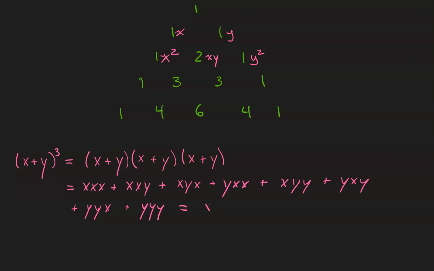Typically, at this point, we would regroup our terms. So we have 1 x cubed, which is the one way to choose 3 x's. We have 3 x squared y's, which is the number of ways to choose 2 x's out of 3 factors. We have 3 xy squareds, which is the number of ways to choose 2 y's. And 1 y cubed, which is the number of ways to choose 3 y's. Of course, these are the coefficients in the third row of the binomial triangle.